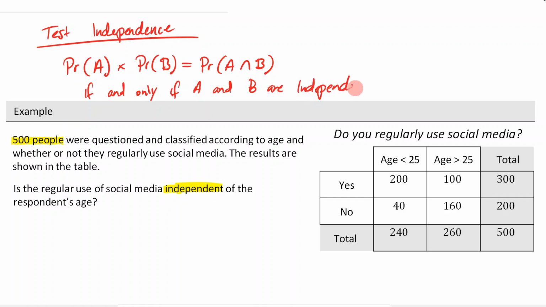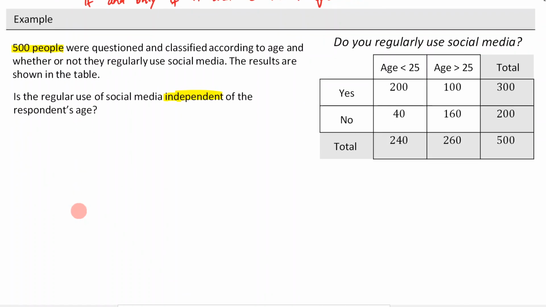So this is what we're going to be using to test whether or not the regular use of social media is independent of the respondent's age. Okay, so let's give this a go. What we're going to first do is figure out the intersection. So the probability of someone less than 25 intersection of them saying yes is equal to what? Well, that's 200 over 500.